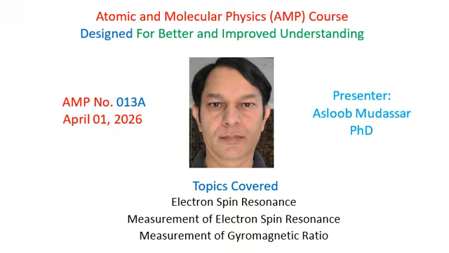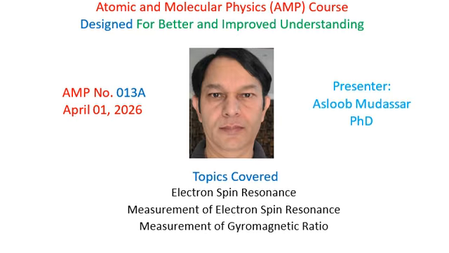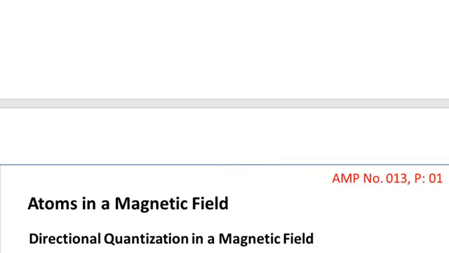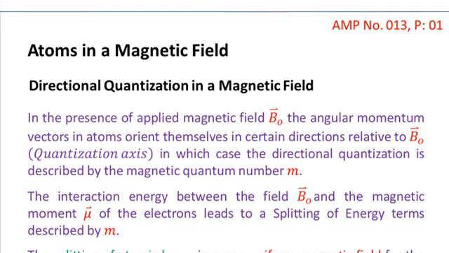So this is the first lecture, and the topics that will be covered in today's lecture are electron spin resonance, measurement of electron spin resonance, measurement of gyromagnetic ratio of a given sample, atoms in a magnetic field, and directional quantization in a magnetic field.